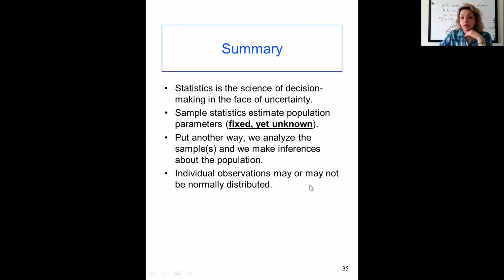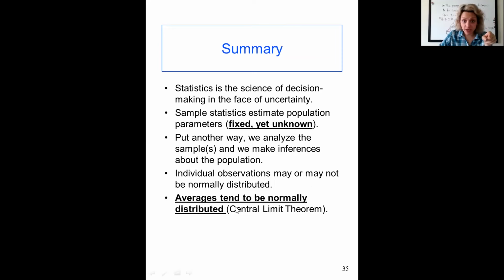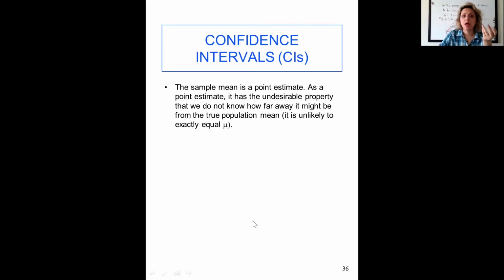Individual observations may or may not be normally distributed, but averages tend to be normally distributed no matter what. And that's the central limit theorem.